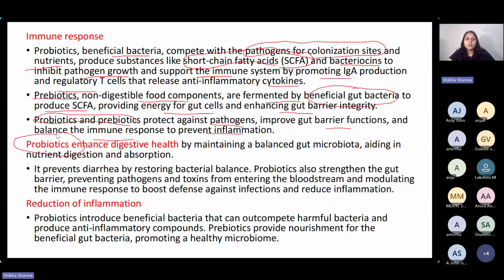Then these probiotics also enhance digestive health by maintaining a balanced gut microbiota, aiding in nutrition, digestion, and absorption. And it prevents diarrhea by restoring bacterial balance. These probiotics also strengthen the gut barrier, preventing the pathogens and toxins from entering the bloodstream, and they modulate the immune response to boost defense against infection and reduce inflammation.